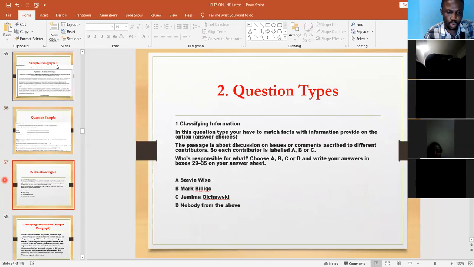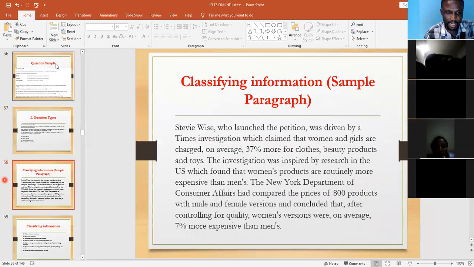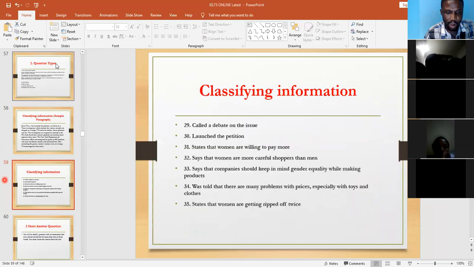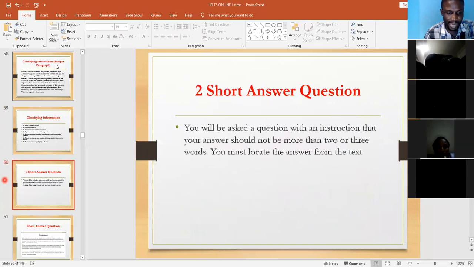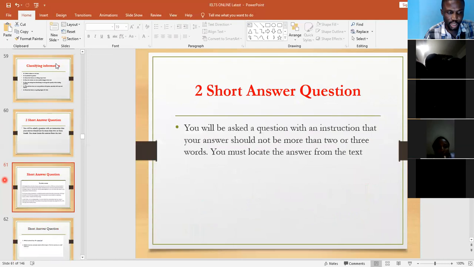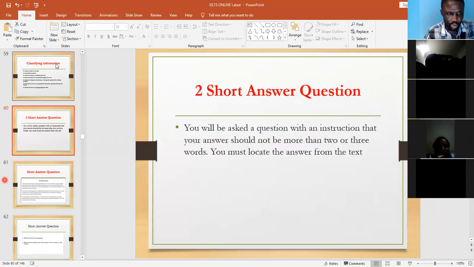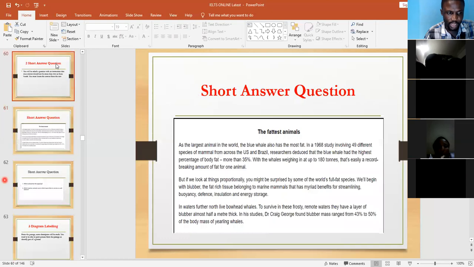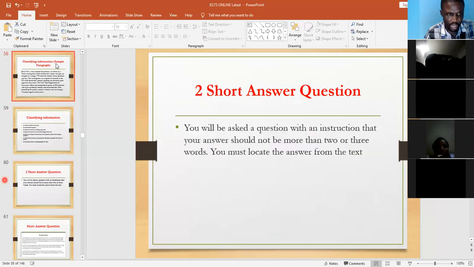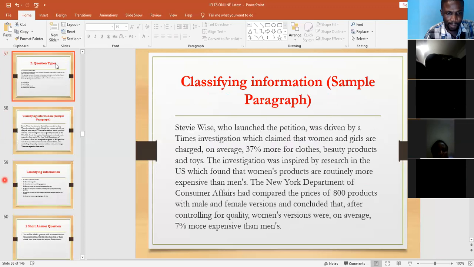Okay, in the last lecture, I introduced us to classifying information. I just would like to say I introduced us only to classifying information. So let me just quickly do a recap of classifying information.